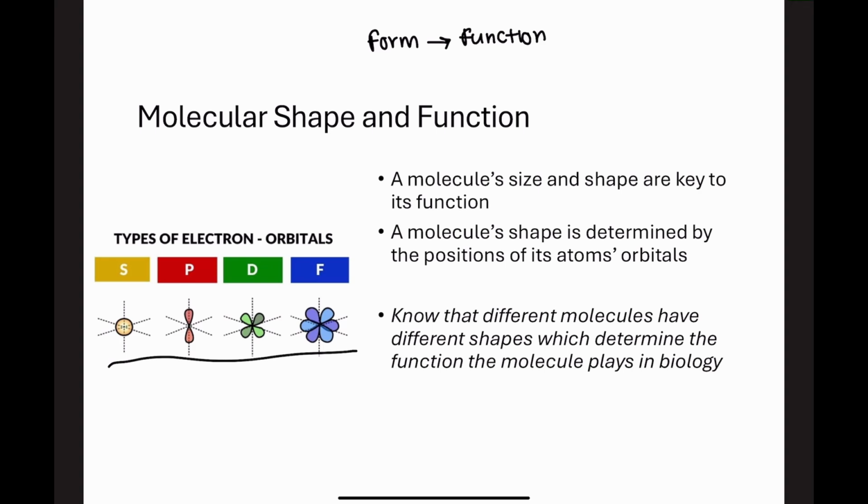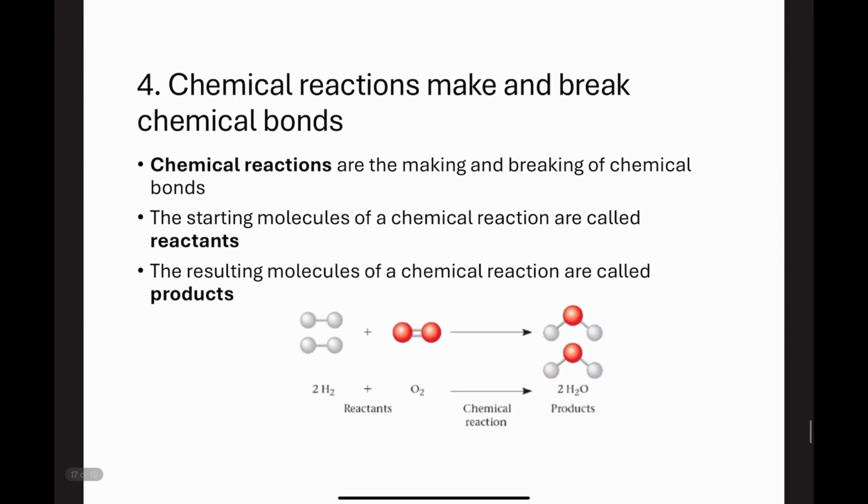So moving on to the last section of this chapter, we have: chemical reactions make and break chemical bonds. Chemical reactions are the making and breaking of chemical bonds. And in chemical reactions, when chemical bonds are broken and reformed, it leads to new arrangements of atoms. I want you guys to remember that when a bond is broken, there is a release of energy. And when a bond is created, energy is absorbed.